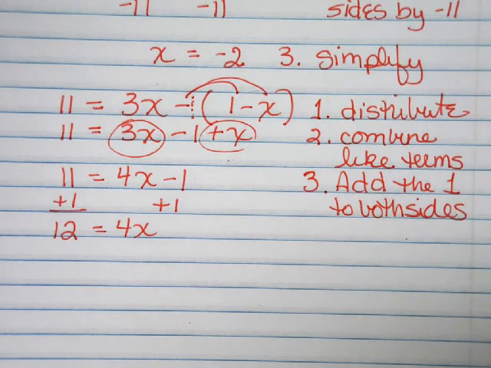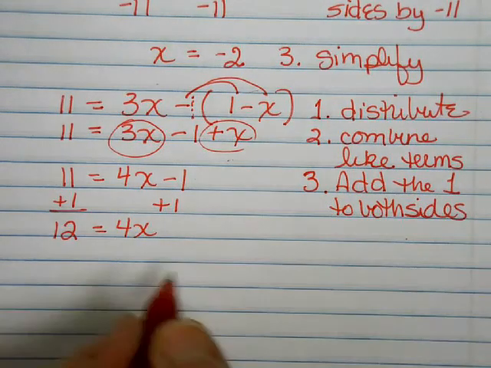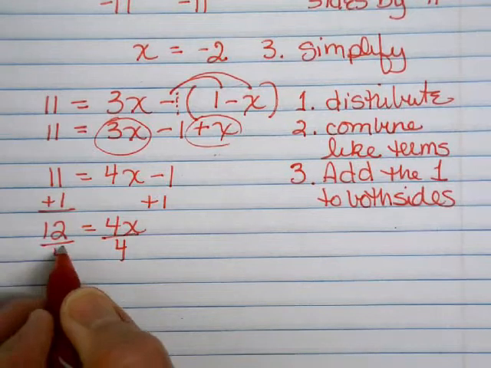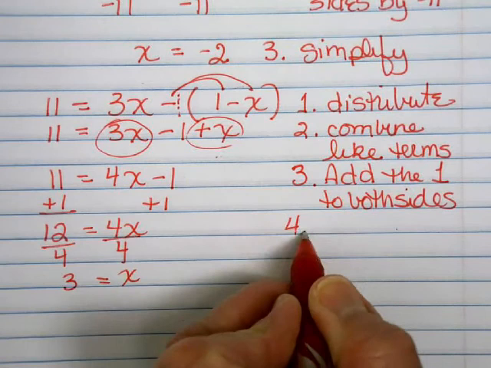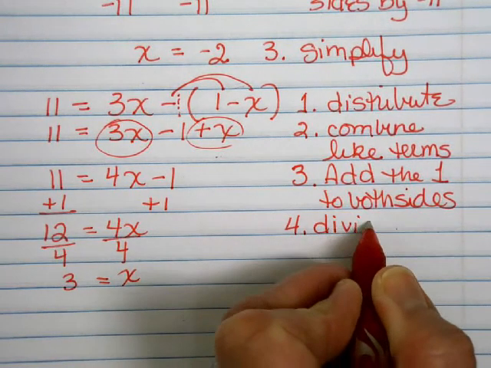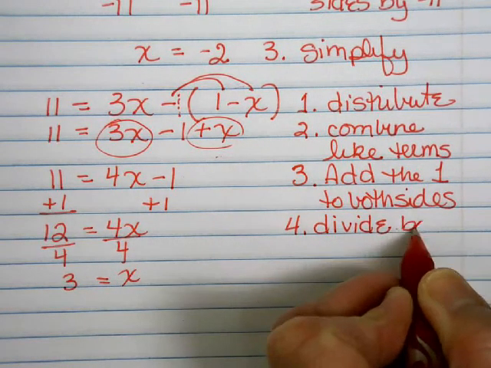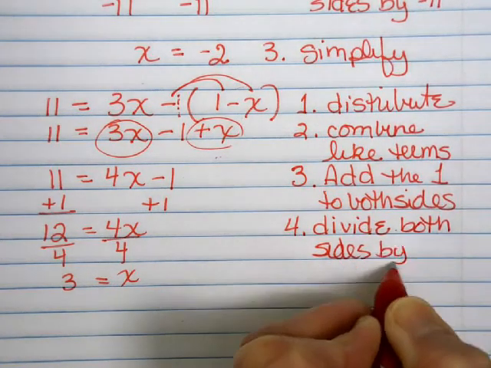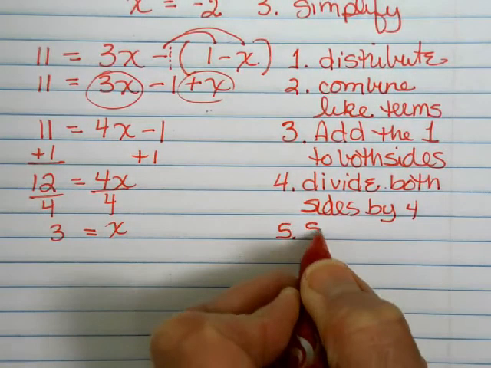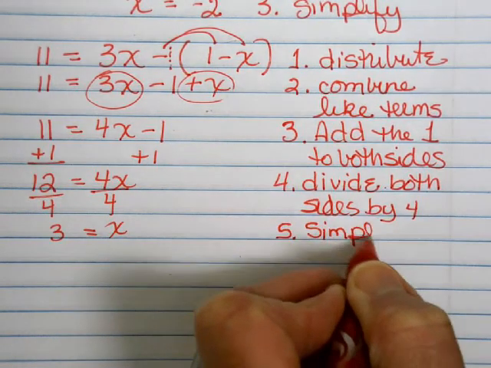Okay. As I was saying, there's no such thing as an algebra calculator unless you go to Mathway. Now, is Mathway allowed on assessments? No. Now, I don't know where we're going to go with that in the future. Step number 4 was divide both sides by 4. And step number 5 was simplify. So there's 5 steps for that one.